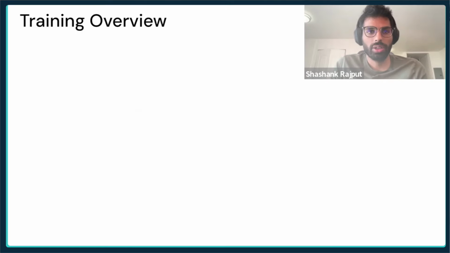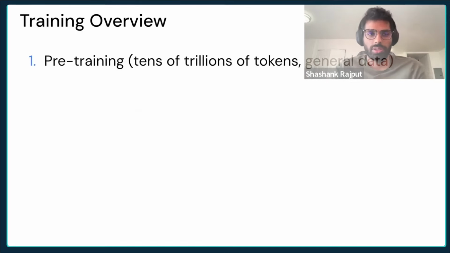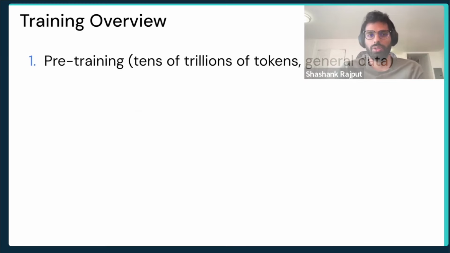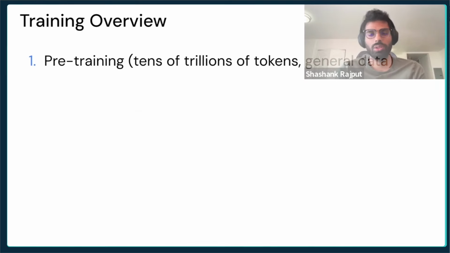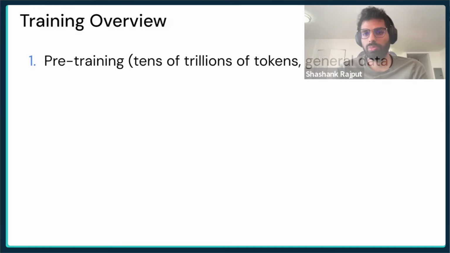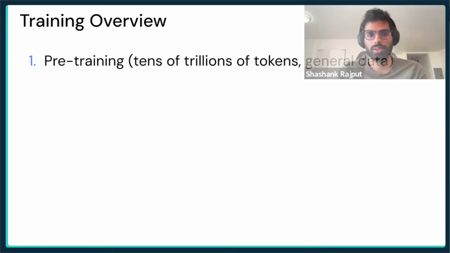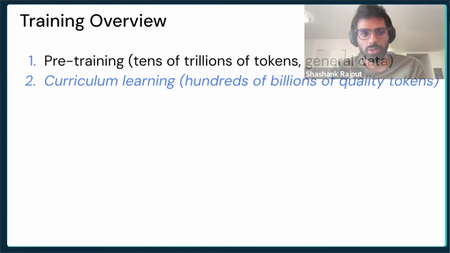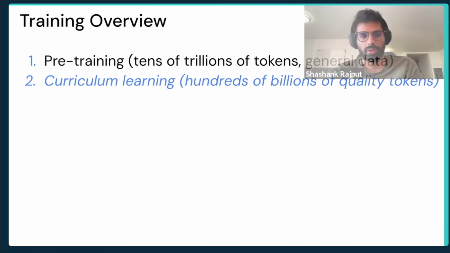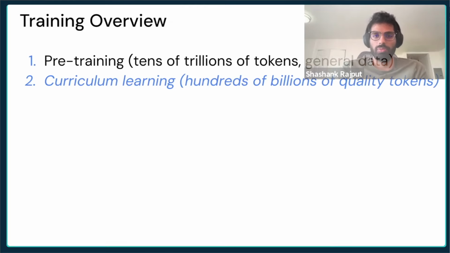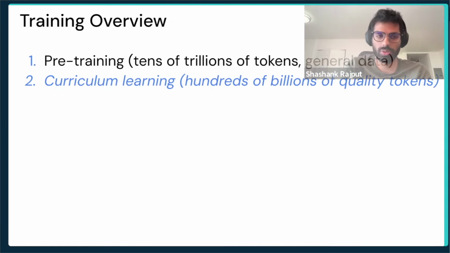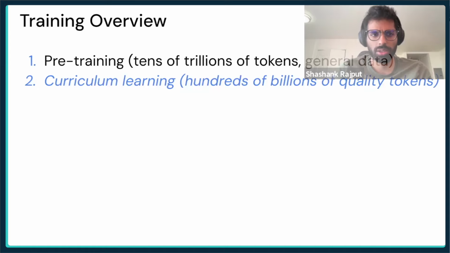Okay, so let me talk about the training overview quickly. The first stage of training was called pre-training, where we train the model on tens of trillions of tokens. These are just general data tokens, basically web data. The task here is just next word prediction. So you're training the model to predict the next word given all the words it has seen so far. The next phase, which is one of the key components of our training data pipeline, is curriculum learning, where we train it on hundreds of billions of high quality tokens, and we saw that this was one of the key factors that led to much better training efficiency. I'll talk about it in a bit more detail.